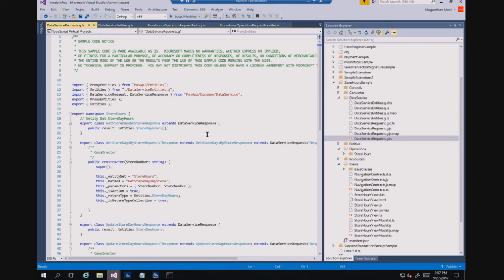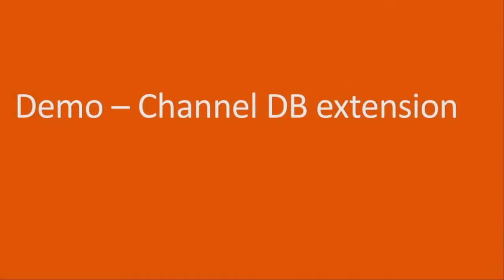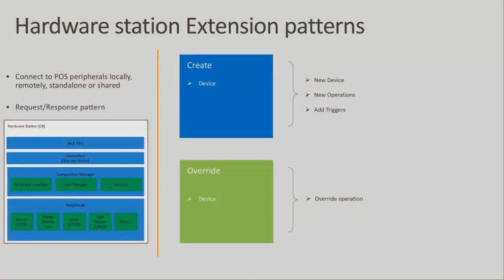Okay. So this is how we'll do it for the C# TypeScript, which is for calling retail server. For the offline mode, you will use the C# proxy. Okay. So I will go back to the deck. I think we quickly saw the channel DB.